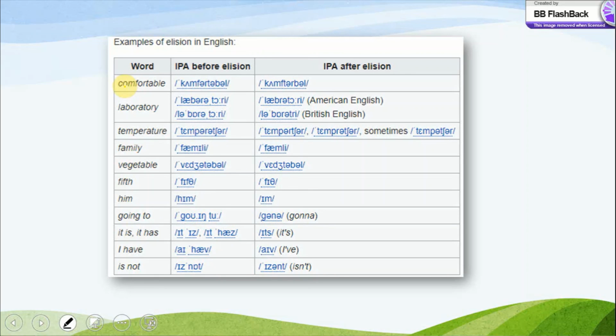Going to, we say gonna. It has, we say it's. I have, I've: after the elision, the h in have is totally dropped out. Is not, isn't. These are a few examples of elision.